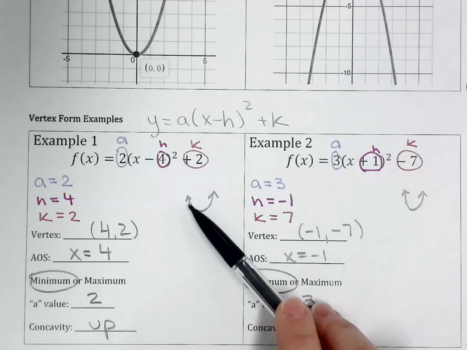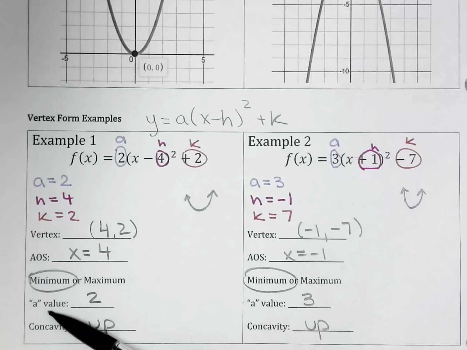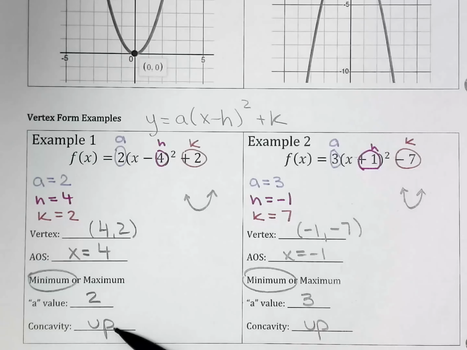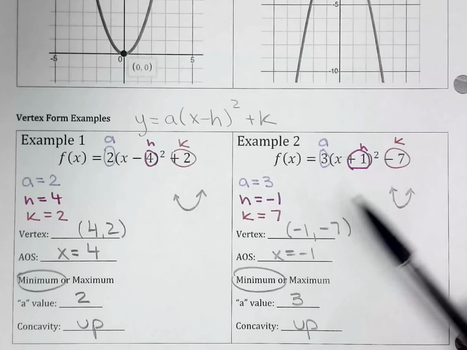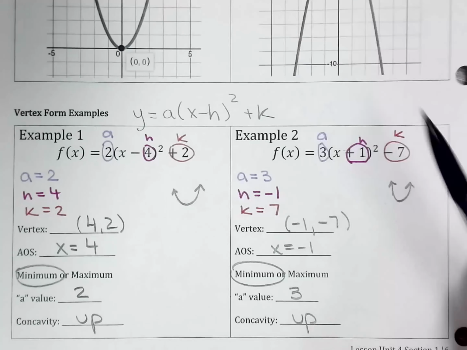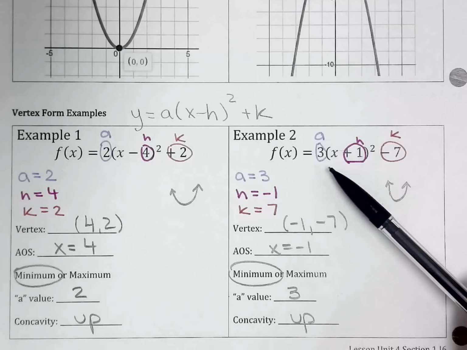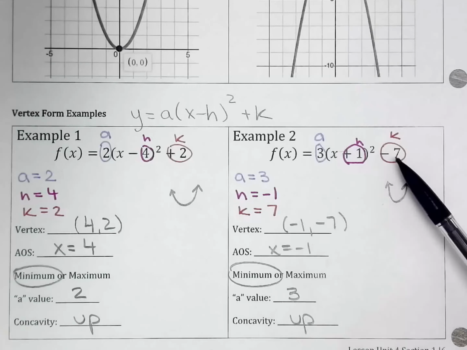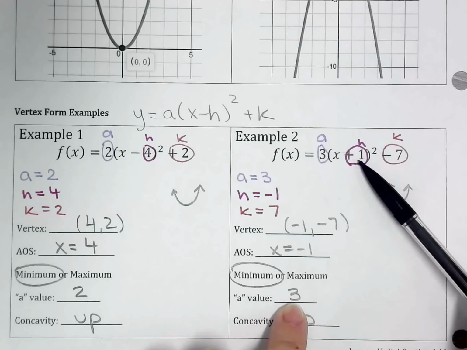There's a minimum because the leading coefficient is positive, so your parabola is going to look like this, like a smiley face. So a value is 2, right there, and it opens up. That's what concavity means. I don't know why they want to come up with these fancy words, but just know it's asking you if it's going to open up or down. Another one, we have a, h, and k. A is the leading coefficient, 3.